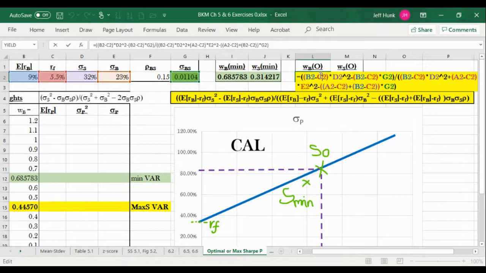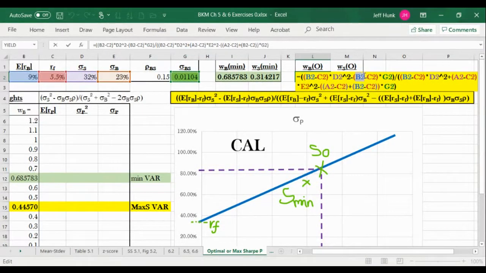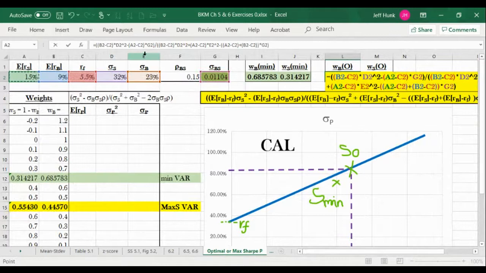The bond risk premium, right? Times D2 squared, which is stock variance, and then B2 minus C2. It's actually B2 minus that. Oh, that has to be, so that is not B2 minus C2, but A2 minus, I think. I made a mistake there. A2 minus.